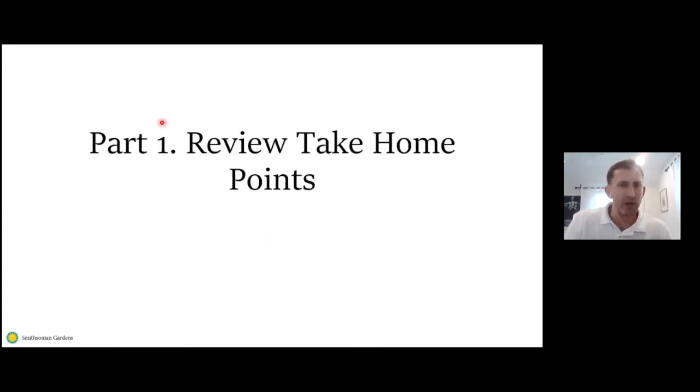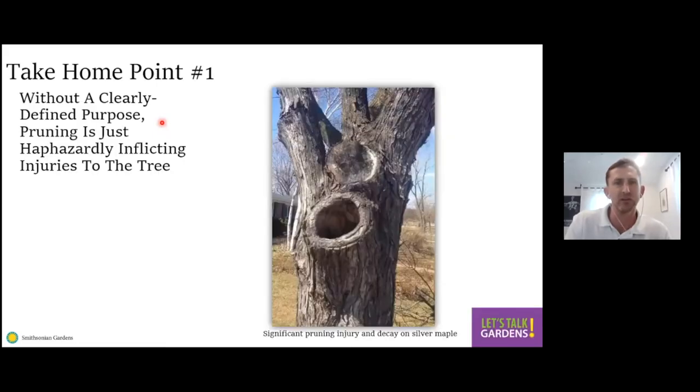So part one, first we'll review the take-home points. Here are the spoiler alerts for the day. Take-home point number one, as the title of the talk would imply, we need to have a clearly defined purpose when we're pruning a tree or shrub. Absent that, we're just cutting branches, and every branch we cut is injury to the tree or shrub that we're pruning.